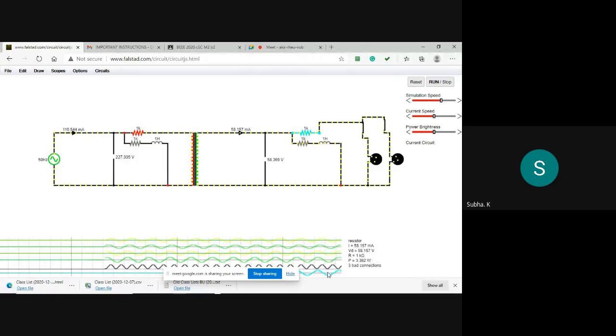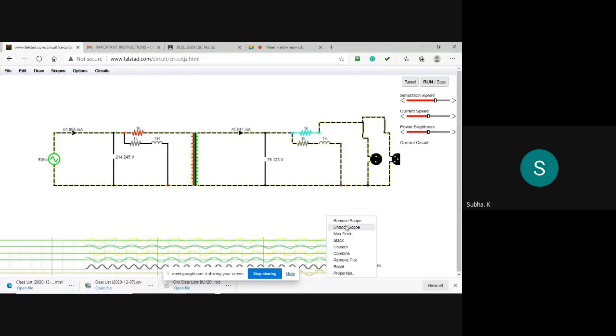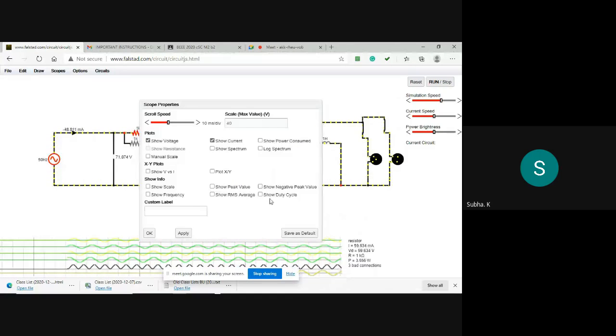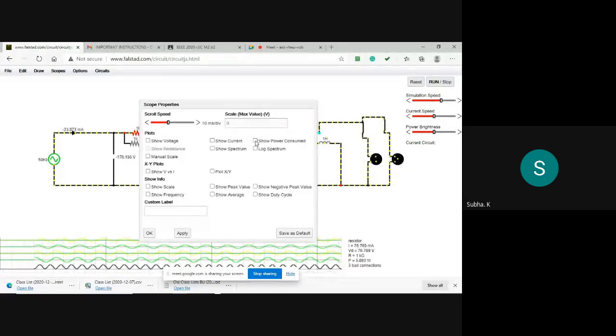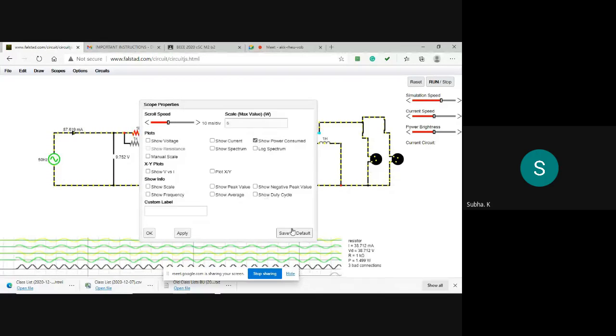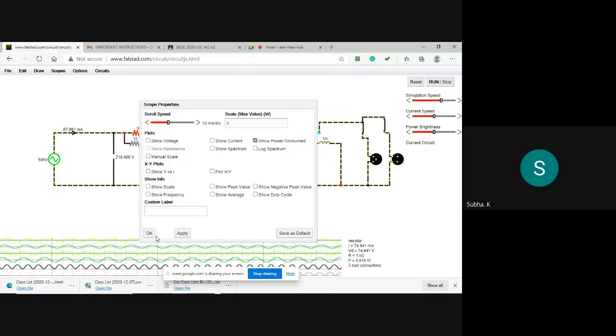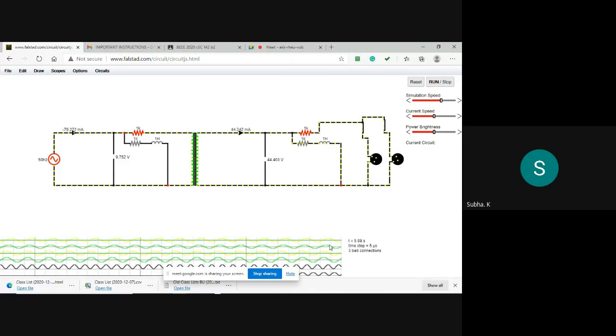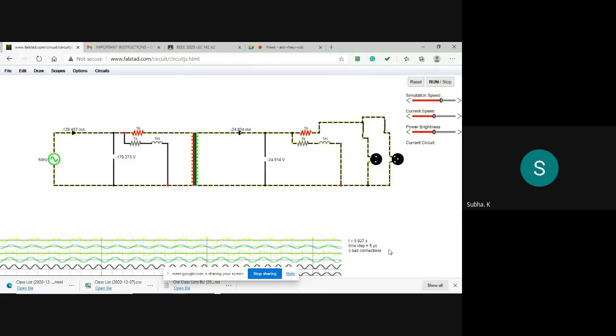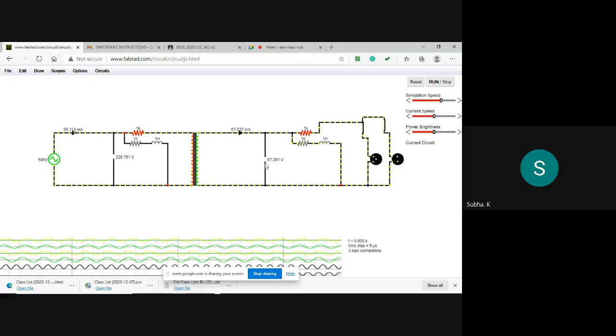Again I will click here and I will put only power alone. Okay, I will click off show voltage, show current, and only show power consumed I will put. Okay. That's all. So this is having 2.3. Like that you can calculate power. I think I have given some bad connections or something. That's why the output is coming as a different value.